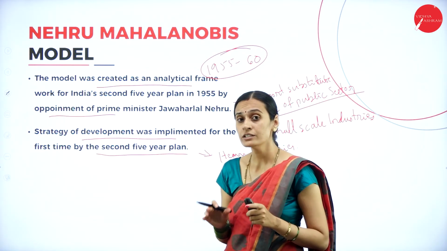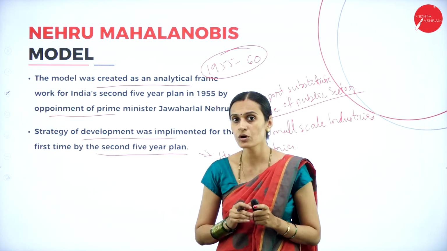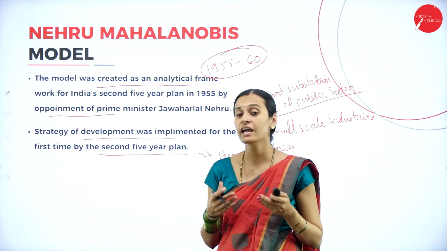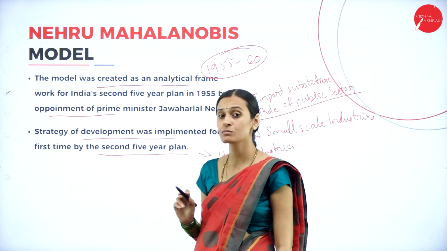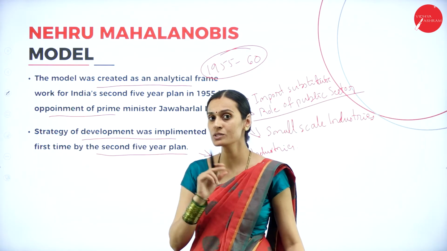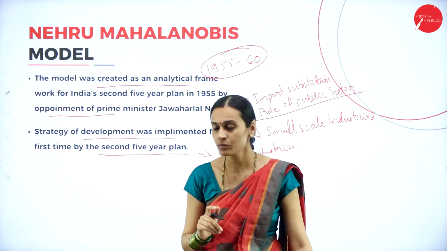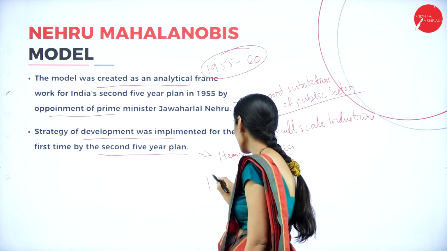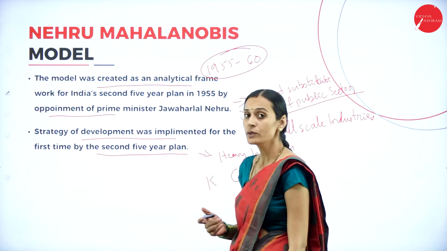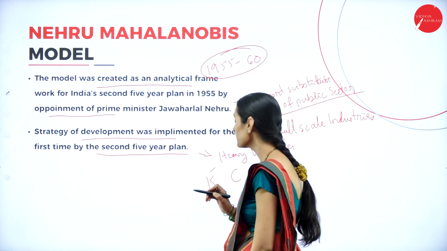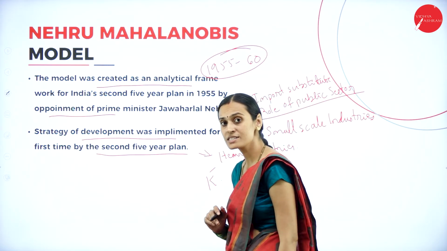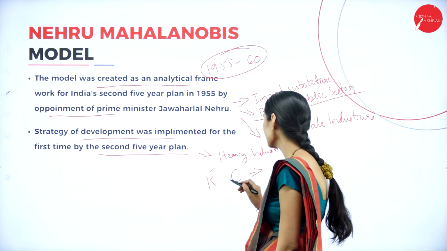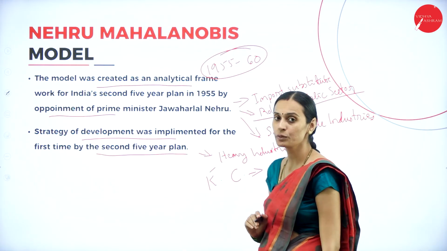Yes, the two sector model requires heavy capital investment. Of course, that is the Mahalanobis model, which works on a two sector model. One is K and another one is C, which produce capital goods and consumer goods. The K sector produces capital goods and the C sector produces consumer goods.